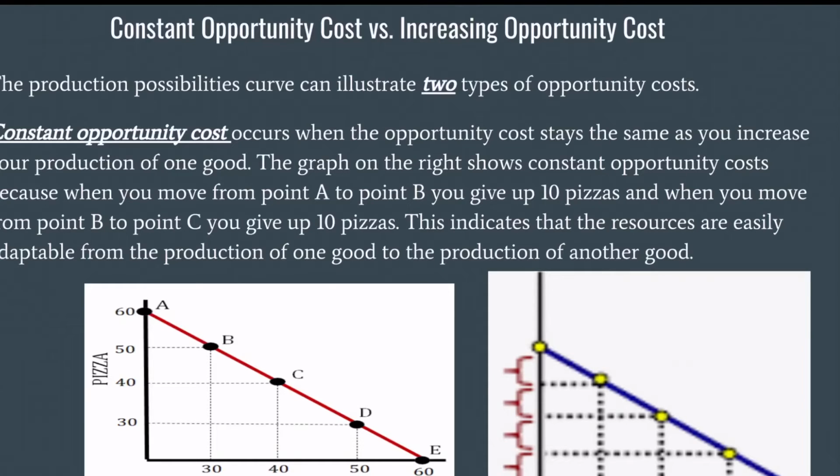This indicates that the resources are easily adaptable from the production of one good to the production of the other good. It means the resources or factors are well suited for the production of both goods, so you can easily shift from the production of one good to the other.